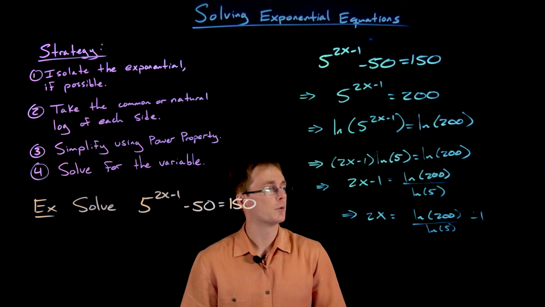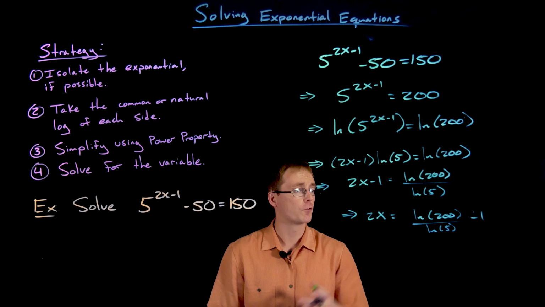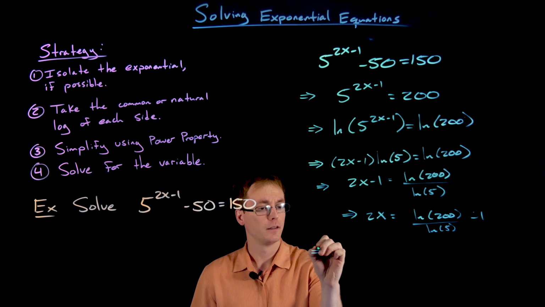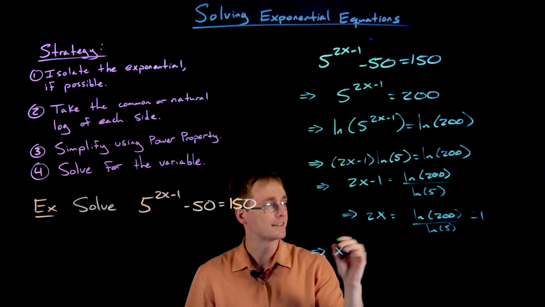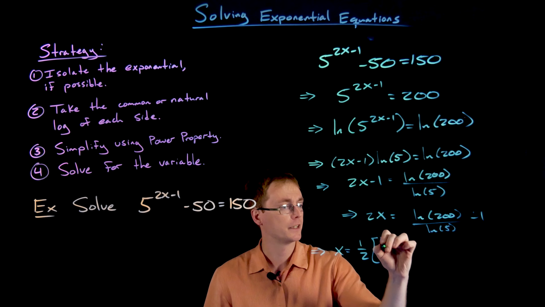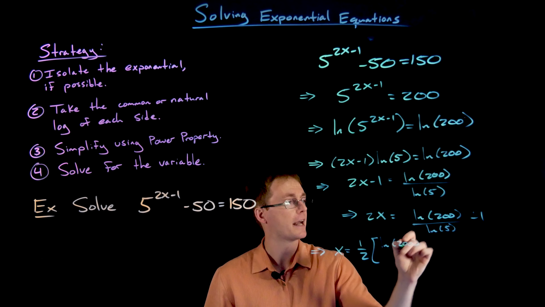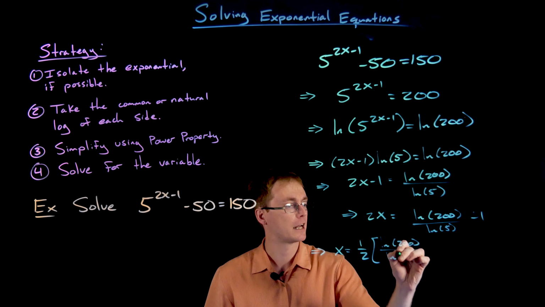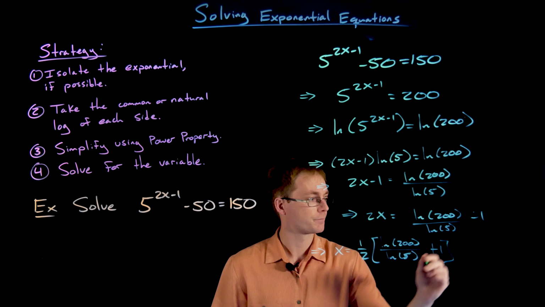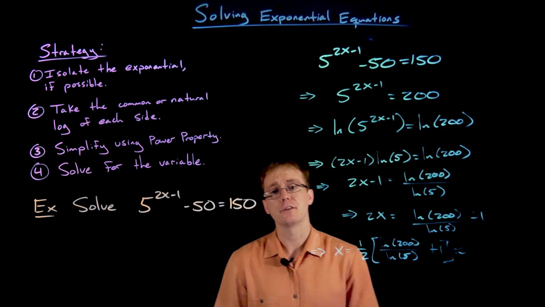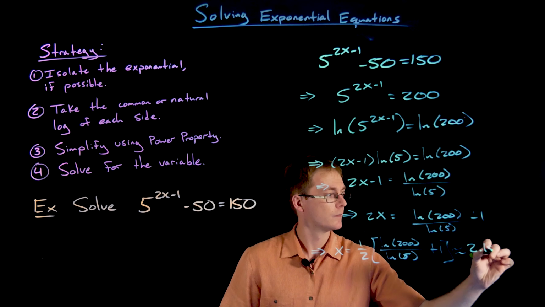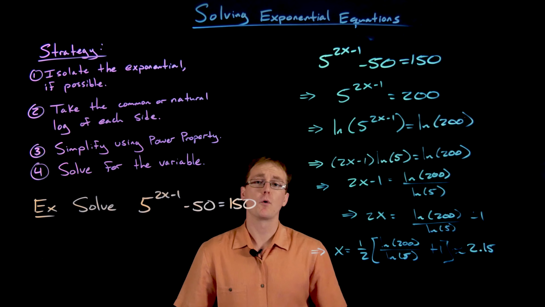So 2x is equal to the natural log of 200 over the natural log of 5 with 1 added on top of all of that. And our exact value for x is going to be 1/2 times that quantity. So 1/2 times the natural log of 200 over the natural log of 5 plus 1. Now if we have a calculator assist us in evaluating that expression, I got a value of about 2.15.